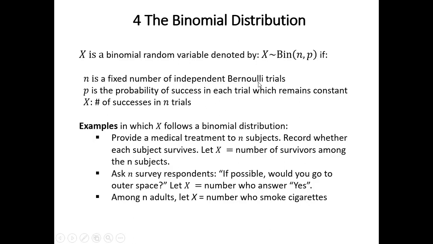So a really important distribution. Even in financial applications it comes up, medical applications, many different applications. And here are some examples. So these are examples where x follows a binomial distribution. If one is providing medical treatments to n subjects, you record whether each subject survived, or is cured. X would be the number of survivors among the n subjects.